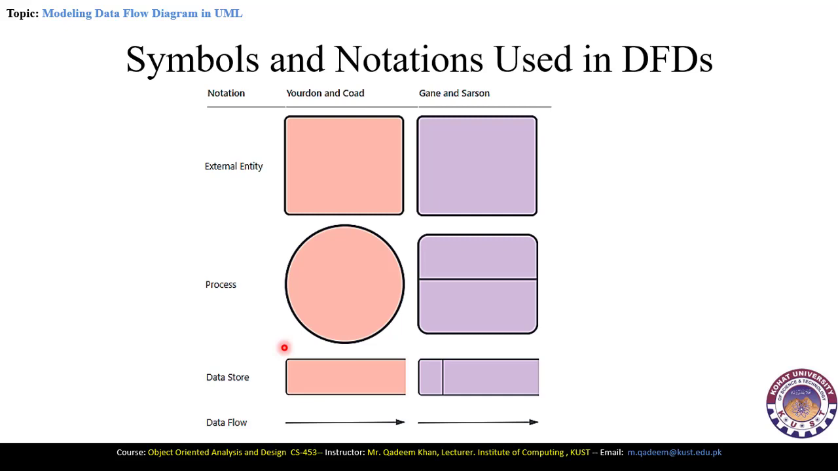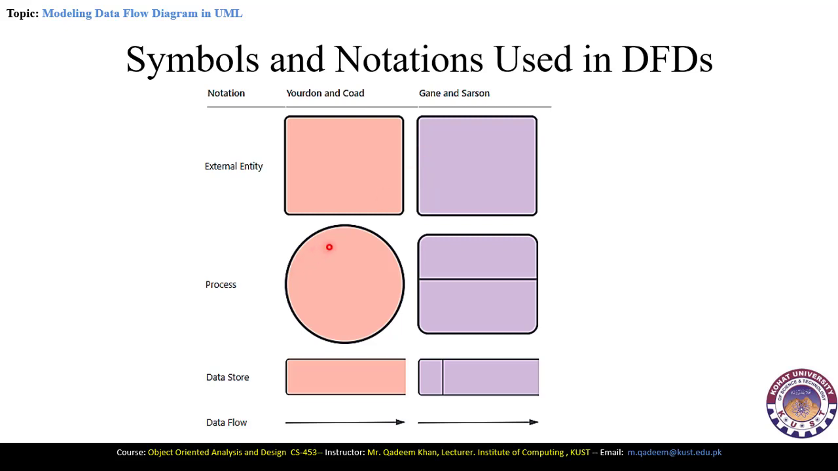Now, dear students, these notations which we have discussed are 4 different notations, but there are 2 important standards that are used for the creation of DFD. One standard is called Yourdon and Coad, and the second standard is called Gane and Sarson. So, for the external entities, the Yourdon and Coad symbol is a rectangle with round edges, while for Gane and Sarson, we have also the same symbol.